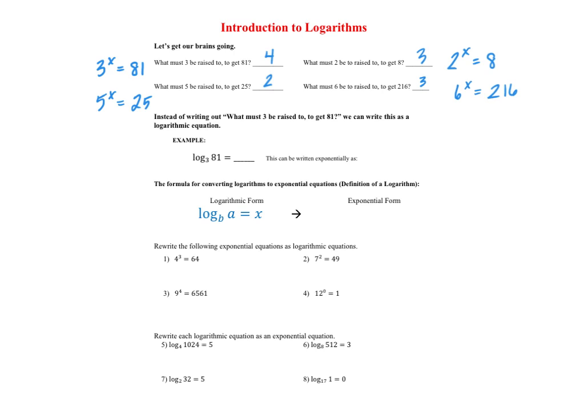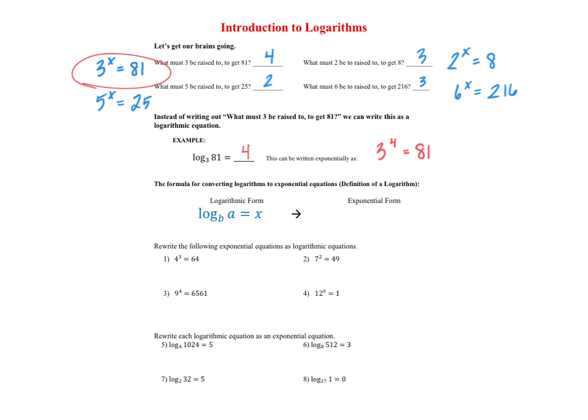Now, instead of writing out what must 3 be raised to get 81, we could write this expression as a logarithmic equation. Let's think about this equation I wrote up here. The answer here is going to actually be 4. How does that make sense? How do I write this exponentially? Well, 3 to the what equals 81? I know that 3 to the fourth equals 81. So that means that these equations have to be equivalent.